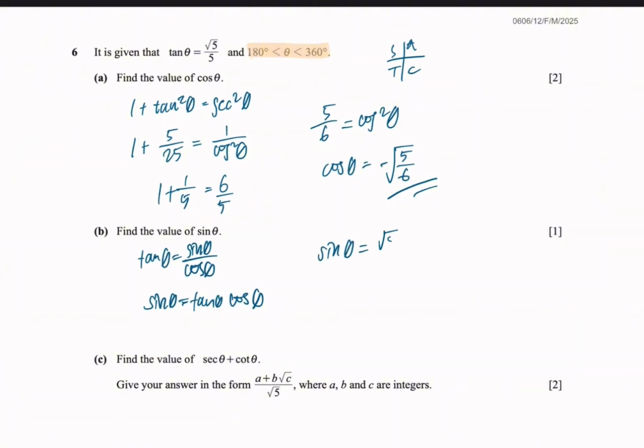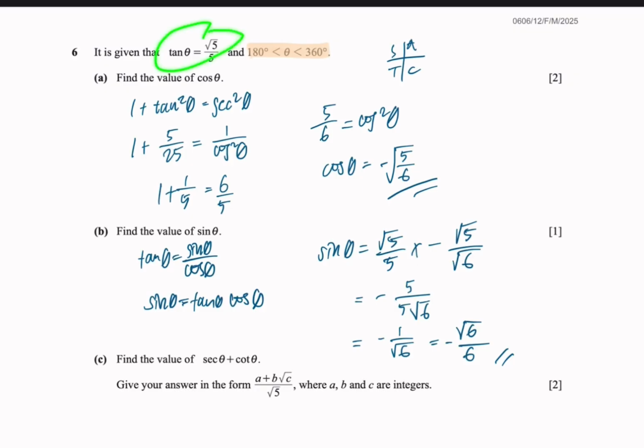We can get root 5 over 5 times minus root 5. Wait, actually I'm going to split this. So root 5 times root 5 is 5, then 5 root 6. You can simplify, and if you want to rationalize this, okay, so we need to check the sign, make sure it's correct. So once again, tan is positive, and it can only be negative here because it's also within the 4th quadrant.